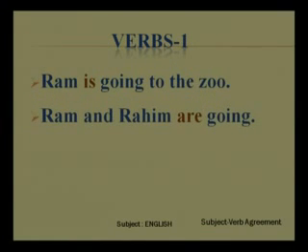Ram and Rahim are going. Here there are two people, two persons, Ram and Rahim, and that's why they are called plural. And instead of is, here we have to write are. So again, are going is a verb form.